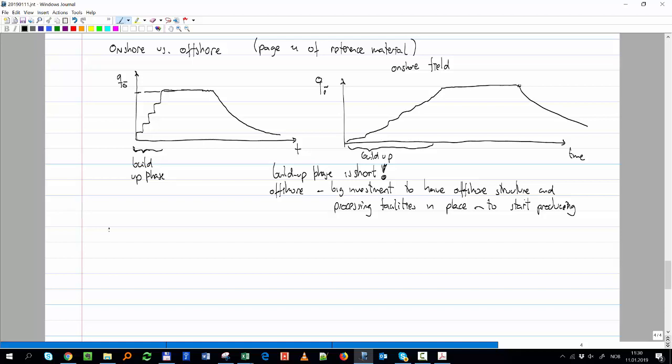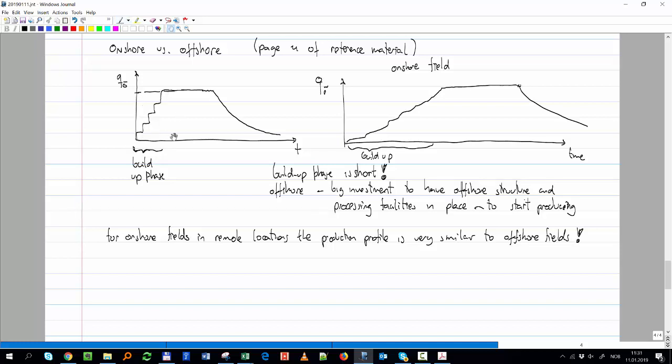Another thing is that for onshore fields in remote locations, this challenge, the production profile, is very similar to offshore fields. Because, again, if it's in a remote place, let's say in the middle of the jungle or in the desert, I have nothing there. So I have to start creating highways, infrastructure. So I have more or less the same. It's isolated. So I have to have a very short investment period, and then I have to produce very quickly.